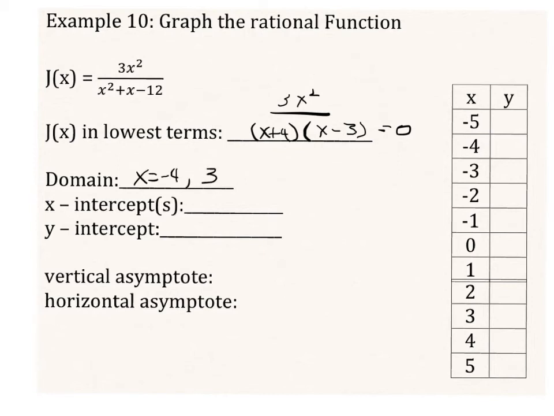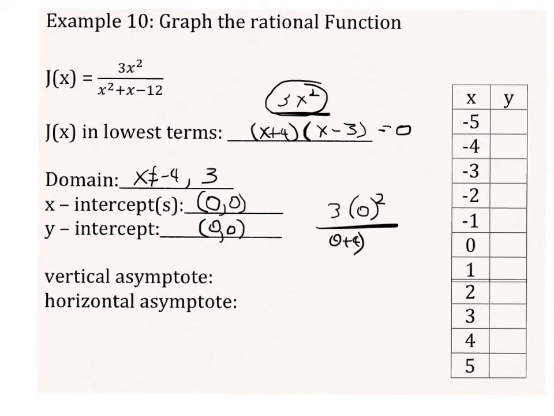Which means we can't equal negative 4 or 3. Our x-intercepts are going to be whatever makes this top 0, which is just going to be 0 and 0. Which means that our y-intercept is going to be the same. Because if I plug in 0 for x, I get 3 times 0 squared over 0 plus 4 times 0 plus 3. So our top ends up equaling 0 over 12, which is 0.